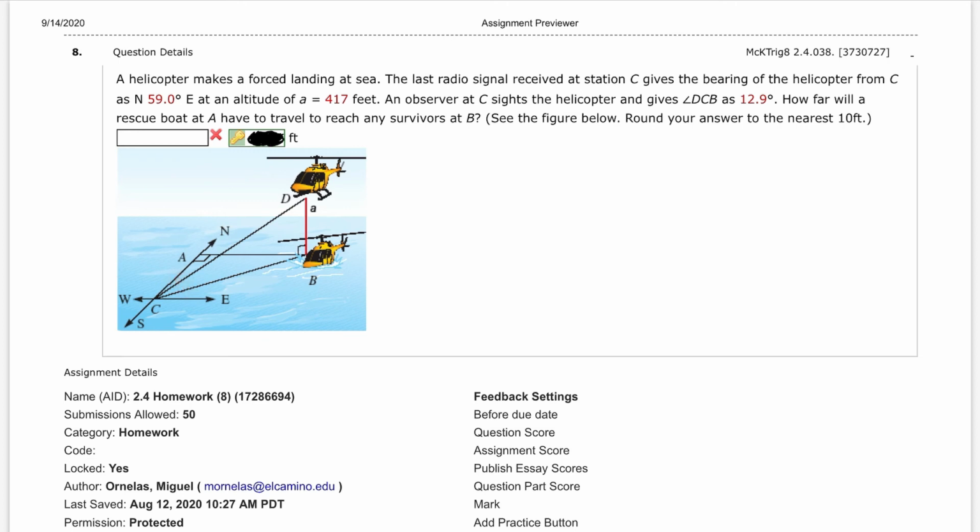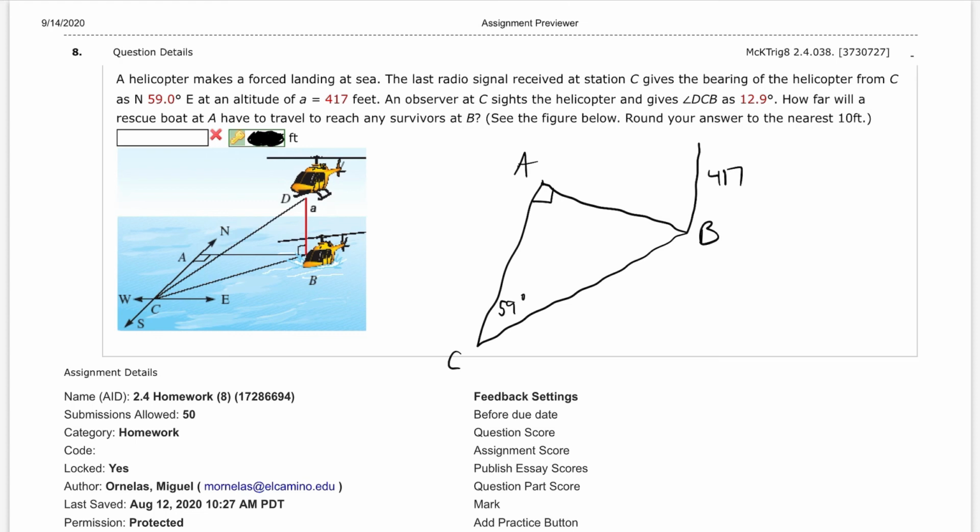So let's draw that triangle out so it's a little bit easier to see. So this is point A, this is point B, this is point C. This angle is given to us as 59 degrees. All right, we're given this height, A is 417. And then this angle DCB, this angle right here, is given to us as 12.9.